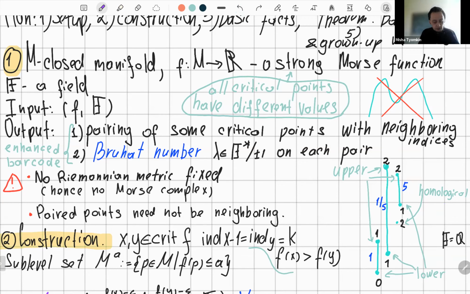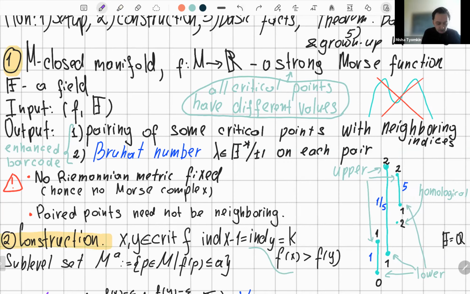There are 2 warnings here. The first warning is that I don't fix any Riemannian metric on the manifold, and hence there is no Morse complex of the Morse function f. So I take as an input only the function and the field, and that's it. Second, paired points need not be neighboring in the sense of the natural linear order on the critical points. I can go from bottom to top. For example, this long pair connects two points which are not neighboring in the sense of this linear order, because there are 3 points in between.